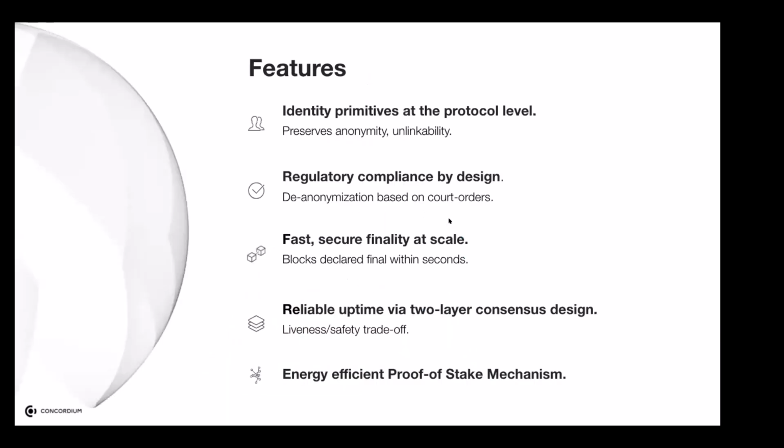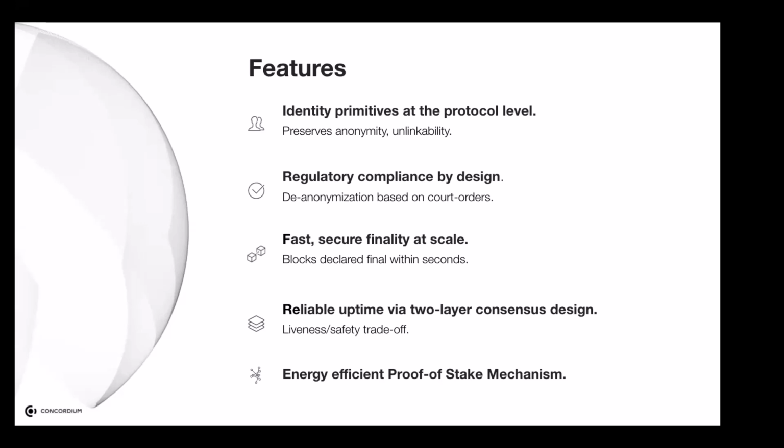So some of the features we have here are identity primitives at the protocol level, like I mentioned earlier, which basically helps preserve anonymity and unlinkability. And we also have another unique feature, which is regulatory compliance by design. This is an important feature because Concordium aims to serve a lot of enterprises. It wants to be the enterprise blockchain, but at the same time, Concordium is a public blockchain. The most important thing for enterprises is regulation, because enterprises do business across the world, across various jurisdictions, and regulation is an important part of that.